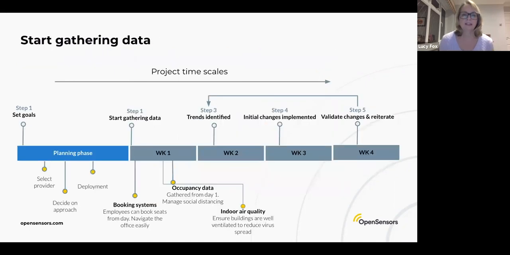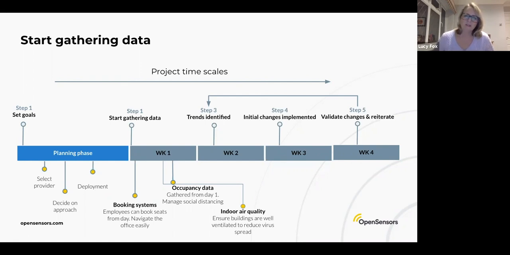When looking at starting to gather the data, after the planning phase, it's really about gathering that data early and as quickly as possible, because by gathering that data, you will see the change in behaviours, you will see the impact that air quality has when occupancy changes. You will also be able to see how those changes impact the environment that you're working in and what type of engagement people are doing.